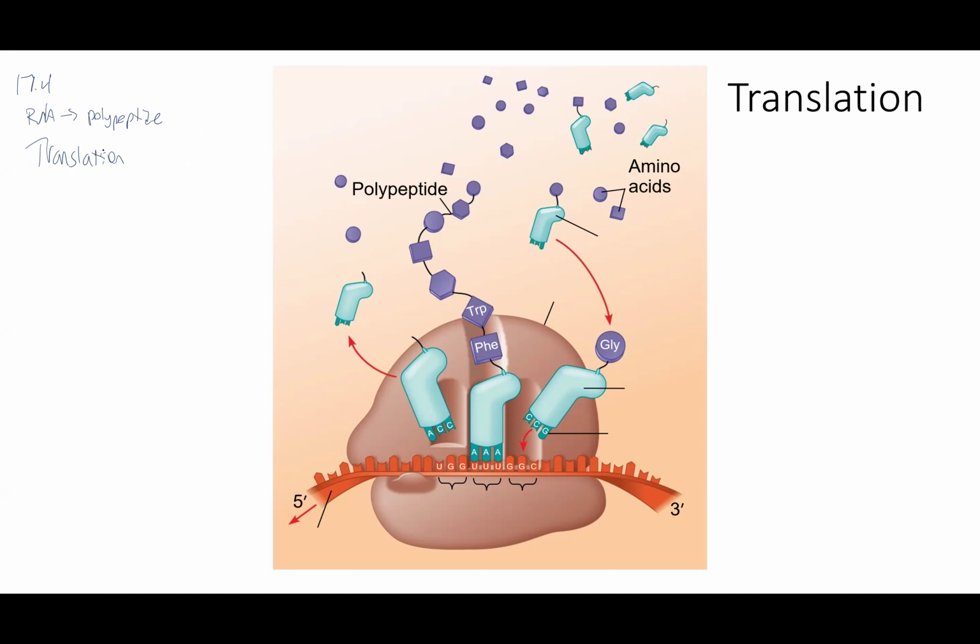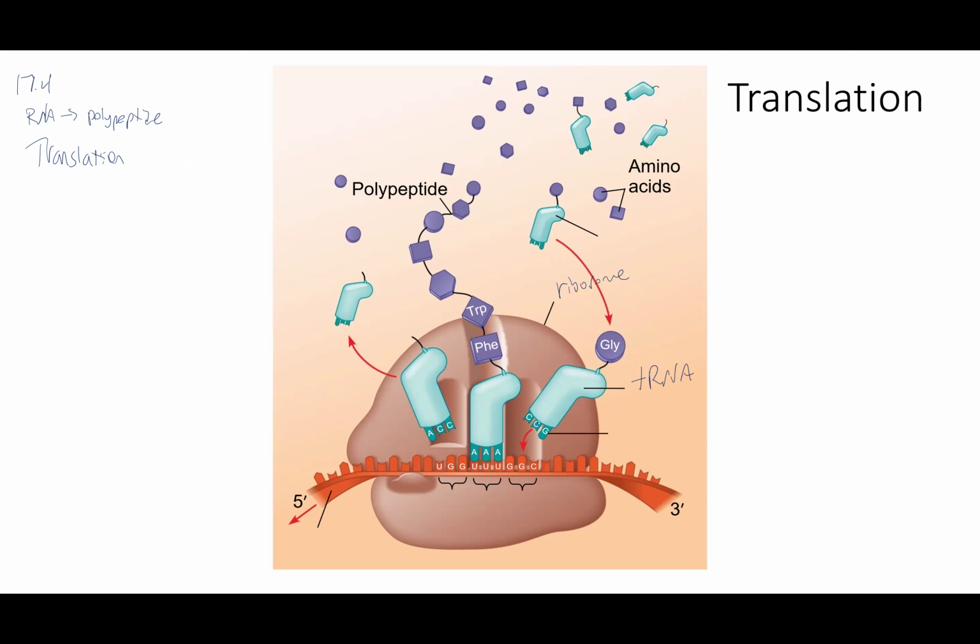You can see here, we have a ribosome. We're going to bring in two different kinds of RNA. We were talking about mRNA, which is messenger RNA. We're also going to now incorporate tRNA. Anyone know what the T stands for? Transfer. I had to look it up because I couldn't remember. Transfer RNA.